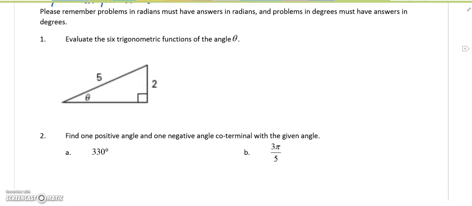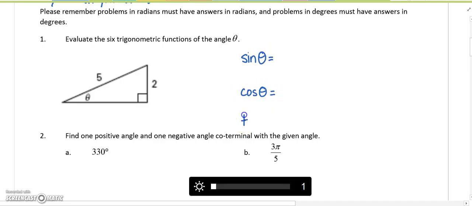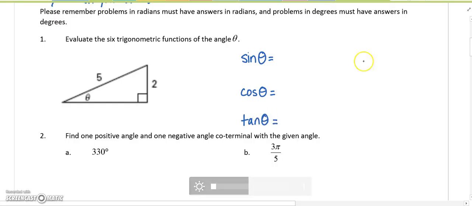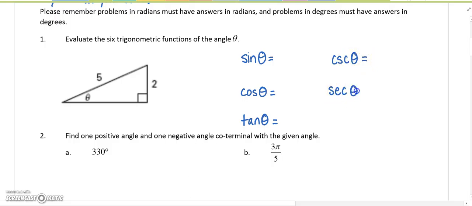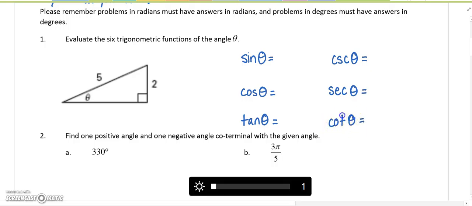Number 1, evaluate the 6 trigonometric functions of the angle theta. Remember, that's a theta. Okay, it's just like x. So the 6 trig functions, let's start there. The 6 trig functions would be sine of theta, cosine of theta, and tangent of theta. Those are the original 3. And then this year we talked more about their reciprocals. So cosecant of theta is the reciprocal of sine, secant of theta is the reciprocal of cosine, and cotangent of theta is the reciprocal of tangent.